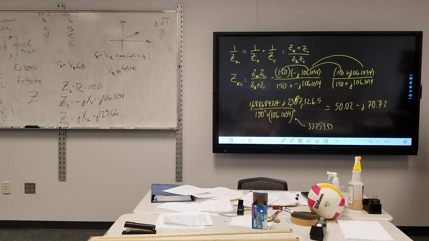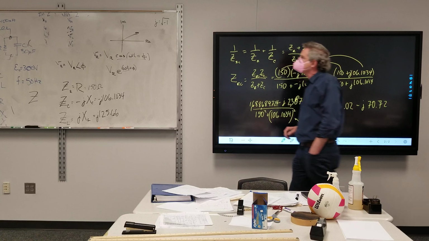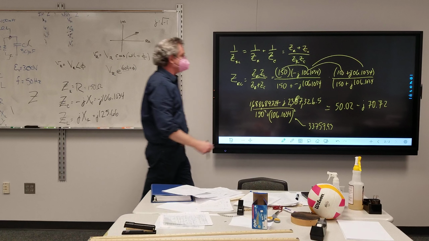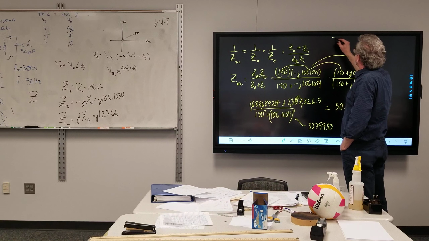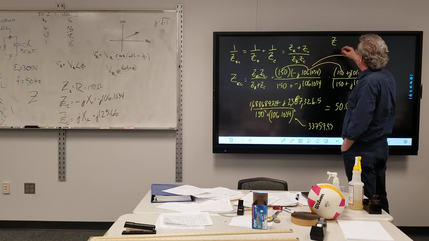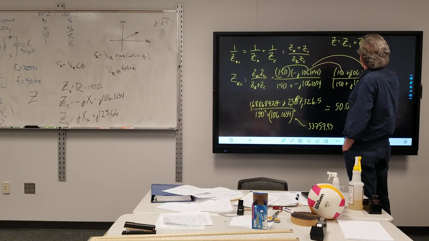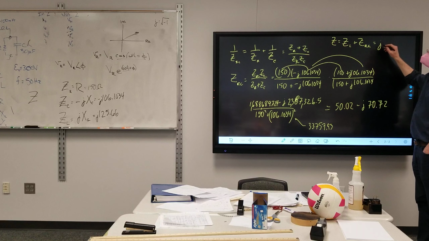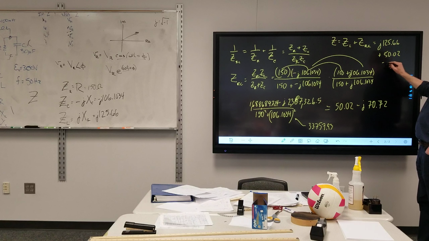I'm going to leave it in this form for right now, because I want to figure out the equivalent when I add this into it. So I now have what this is, and I'm going to add that to it. Rectangular form is convenient. So I know that the total impedance is going to be that for the inductor plus that for my resistor capacitor block. So that is j times 125.66 plus 50.02 minus j 70.72.